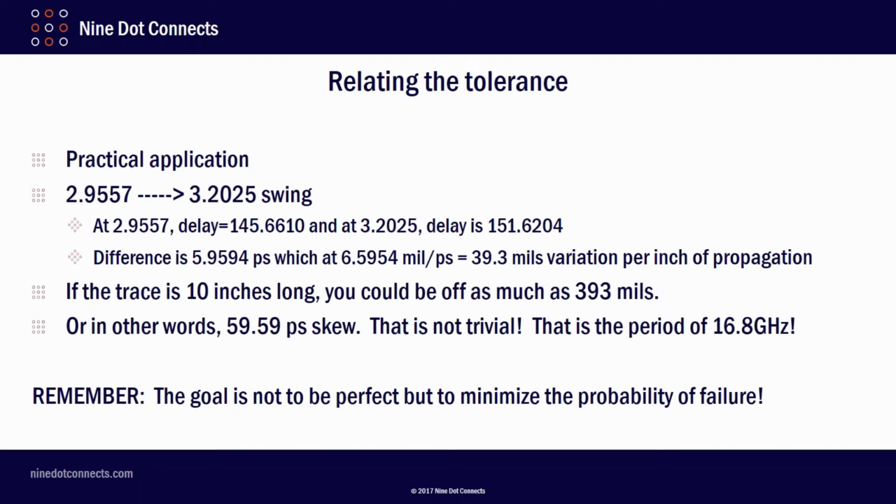Now, you might think, if you hadn't watched the previous webinar, wow, that's really high frequency, what do I care about? But if you remember, we talked about some of the higher data rates of 10 gigabits per second. We had to be worried about 25 gigahertz signals, or 25 gigahertz frequencies. So this is definitely in the realm of being a major impact on your design. But remember, the goal is not to be perfect, but to minimize the probability of failure.